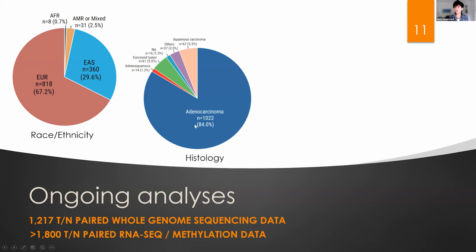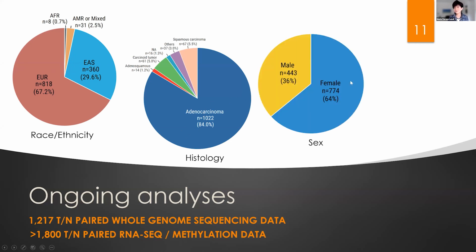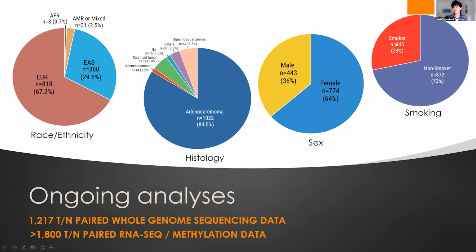The large majority of the histologies is adenocarcinoma. Females are 64%. And we also conducted whole genome sequencing in a group of tumors from smokers, so that we could compare the landscape between smokers and non-smokers, taking advantage of the same platform, sequencing depth, analytical pipelines, and so on.